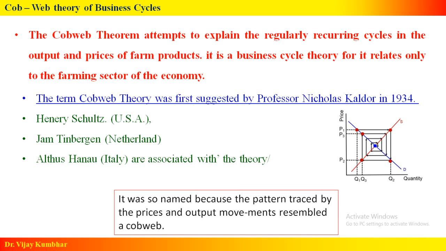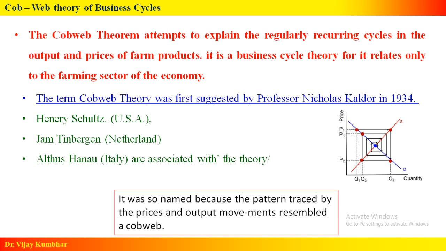The cobweb theorem attempts to explain the regularly recurring cycles in the output and price of farm products, which is agriculture related products. It is a business cycle theory that relates only to the farming sector of the economy. First of all, we should be clear that the cobweb theorem of the business cycle or trade cycle is mainly related to agriculture or the farming sector. It is not related to the business or industrial sector.